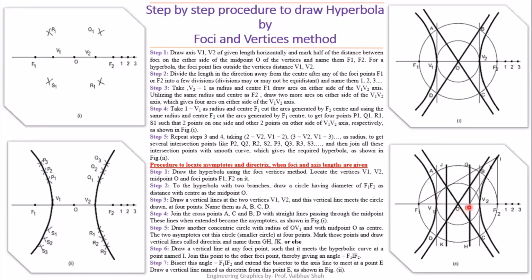After drawing the smaller circle, we can notice that it intersects the previously drawn asymptotes, the cross sign. The cross line intersects the circle somewhere here, and the cross line intersects the smaller circle somewhere here, and here. These 4 points of intersection we can call J, G, K, and H.